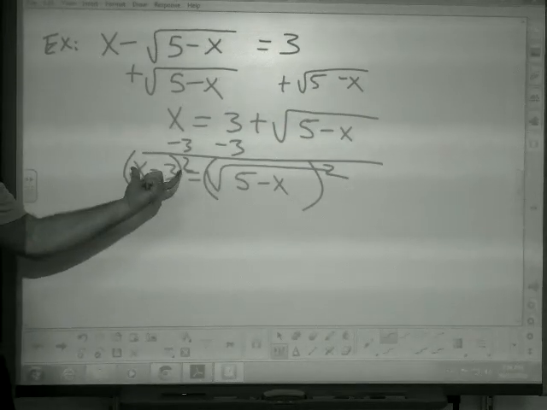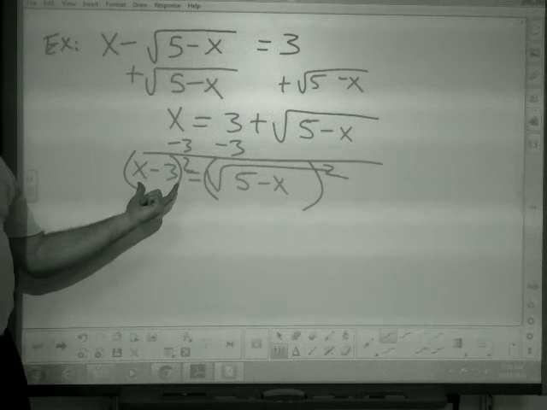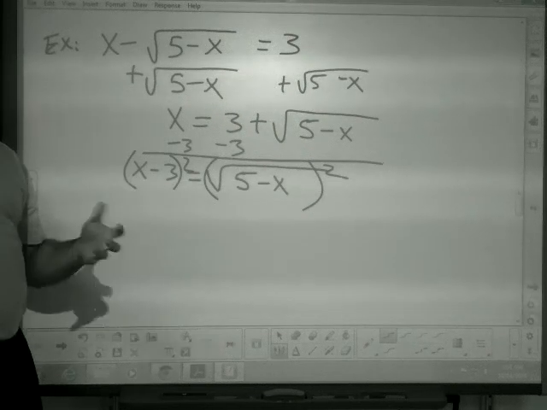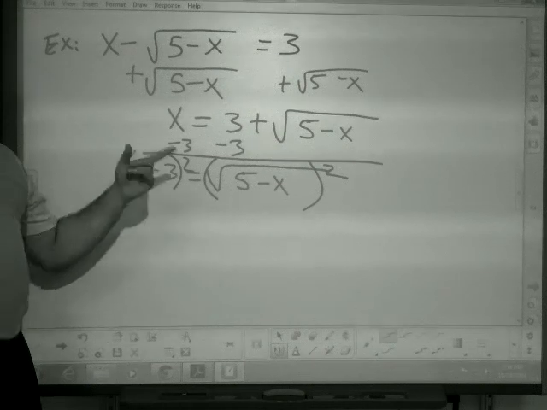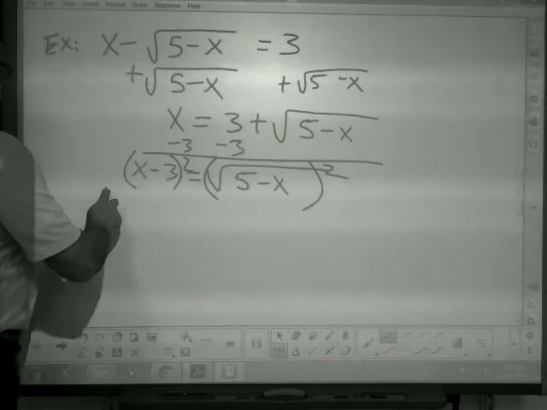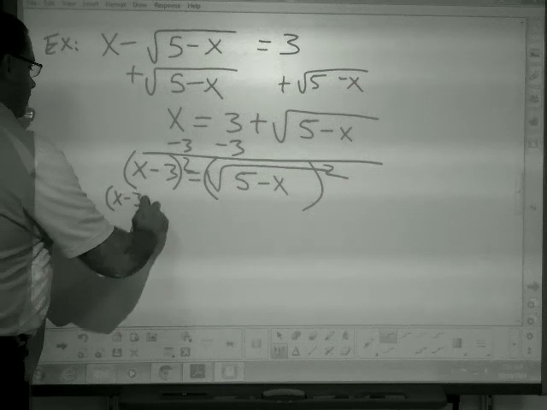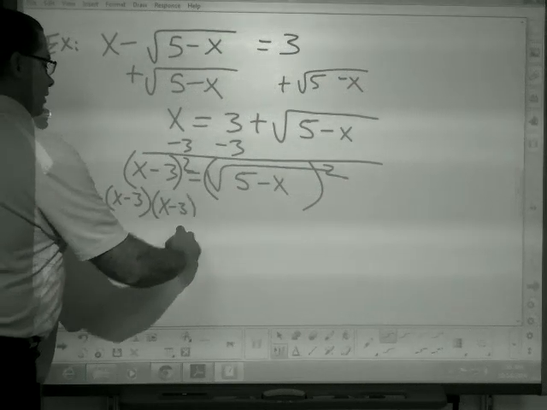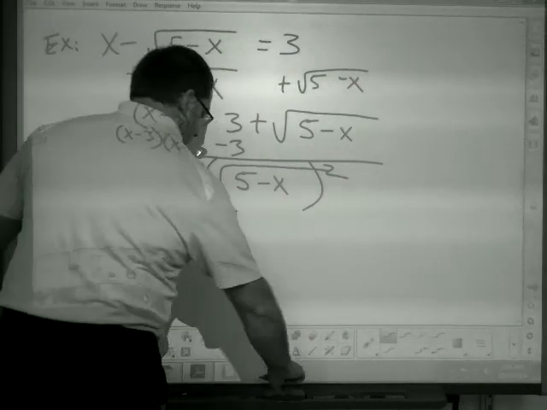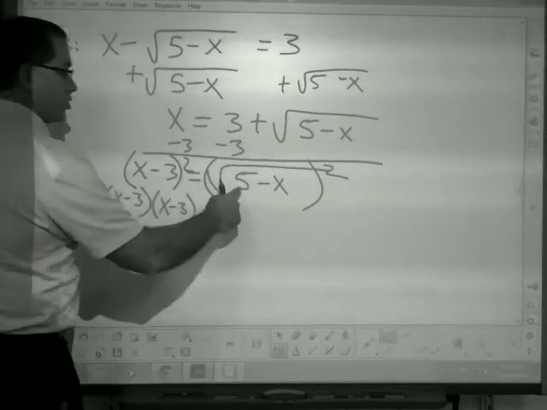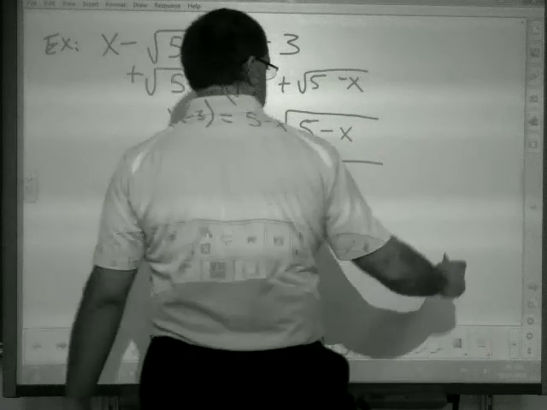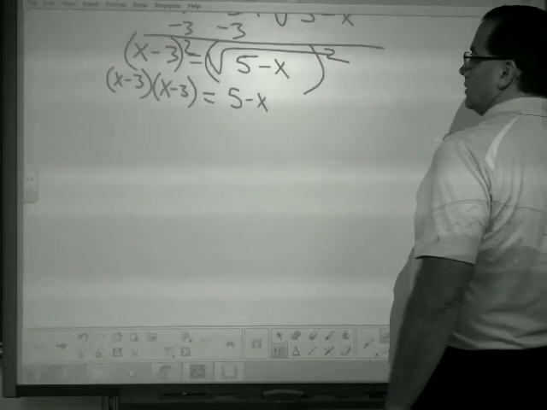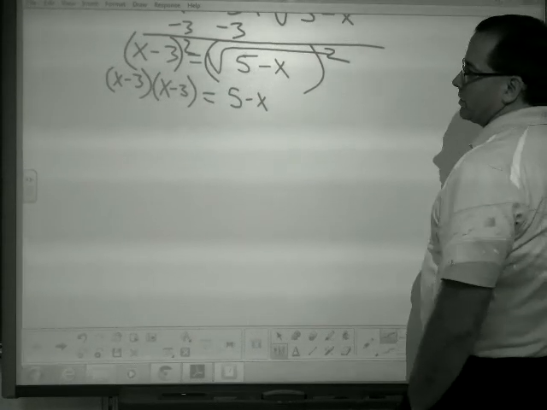Okay, if you remember, when we square a binomial, we can't just multiply first and last. That only works if it's a conjugate of each other, which is not squaring a binomial. Squaring a binomial means write this out twice. X minus 3 times x minus 3. The square root of anything squared is the anything. Okay, so x minus 3 times x minus 3.